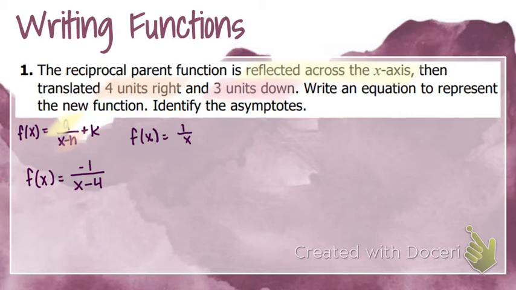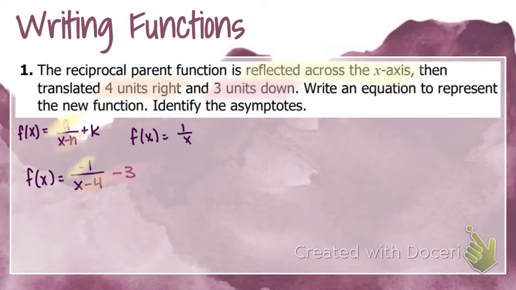And finally, we have 3 units down. So that's going to be minus 3 at the end. And that is from the pink part. So I just want to make sure that you see what is associated with what as we write these functions. It also asks us to identify the asymptotes.